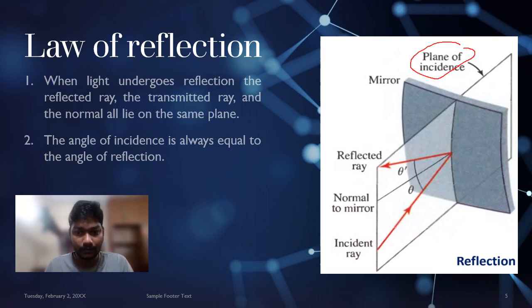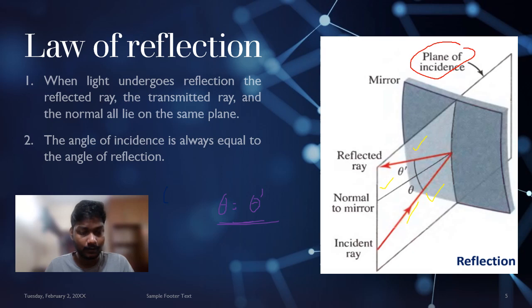As you can see, this is the incident light which is coming, and it is getting reflected at angle theta dash. If we draw the normal, the reflected ray, the normal and the incident ray, all three of them lie on the plane of incidence, so we can say that they lie on the same plane. Now the second and most important thing: the angle of incidence is always equal to the angle of reflection. So here, angle theta will be equal to theta dash. That is basically the law of reflection, and it is always valid: theta equals theta dash.